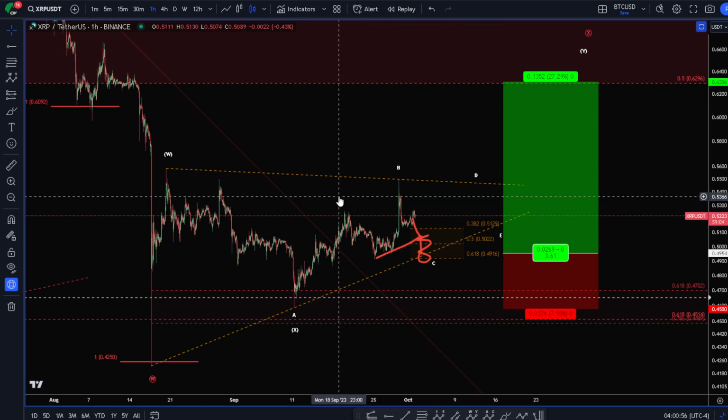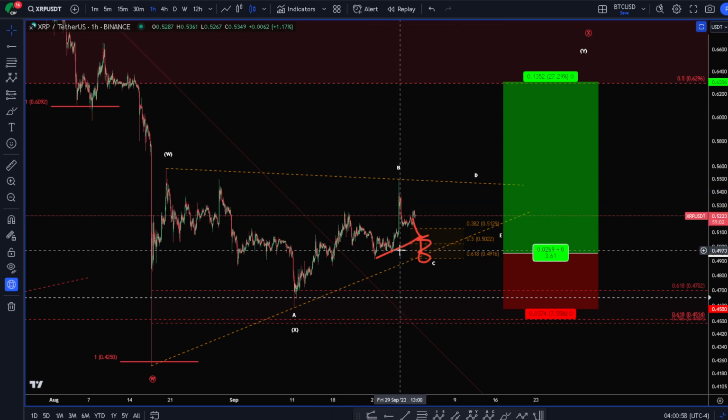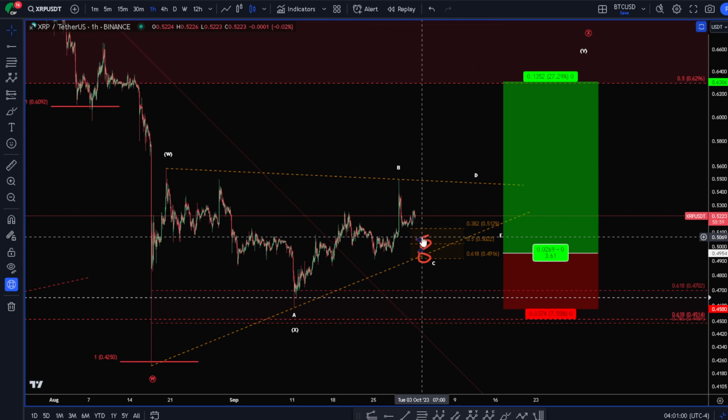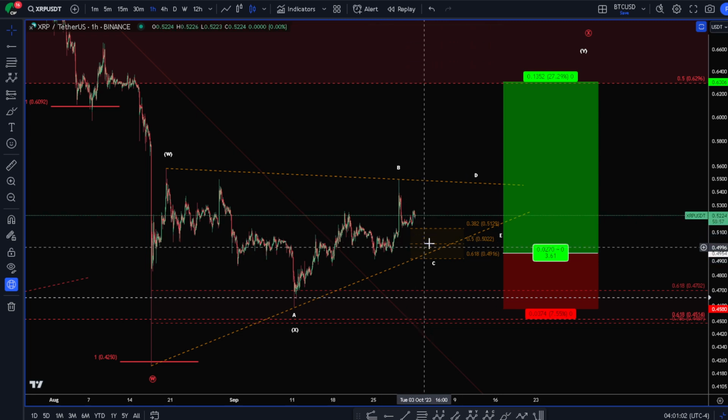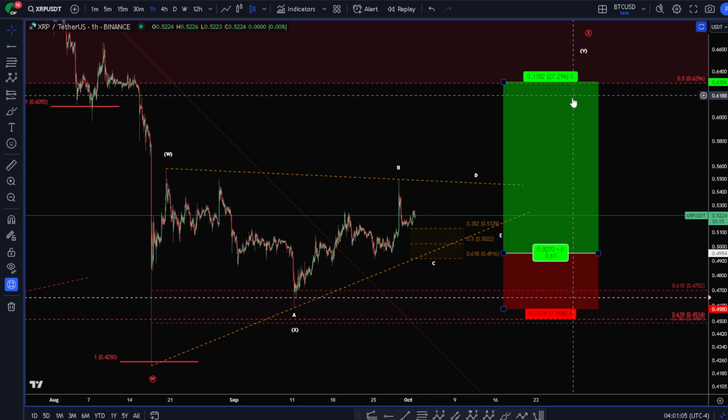The triangle is only one of them. I just don't want to overcomplicate the chart, but when you're doing Elliott Wave, you need to understand how the market can move so nothing takes you by surprise.